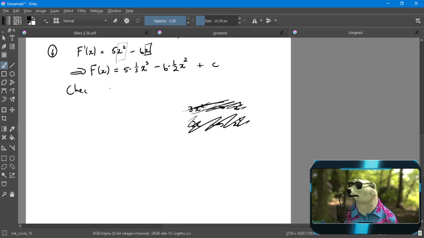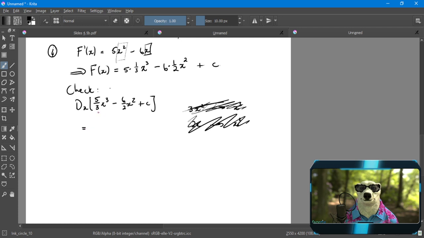Now I can check this. I see so many people not bothering to check. I should always know exactly if my answer is right because I can take the derivative of it and see if I get the given function. So let's simplify that as we go, I suppose. 5 over 3x cubed minus 6 over 2x squared. I'm not actually simplifying it completely on purpose.